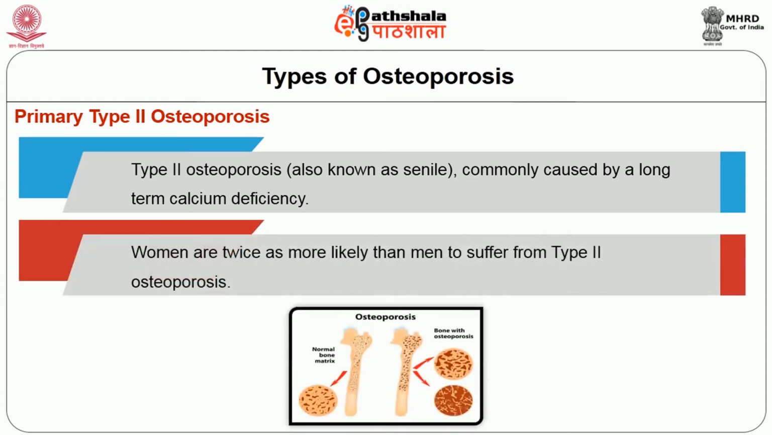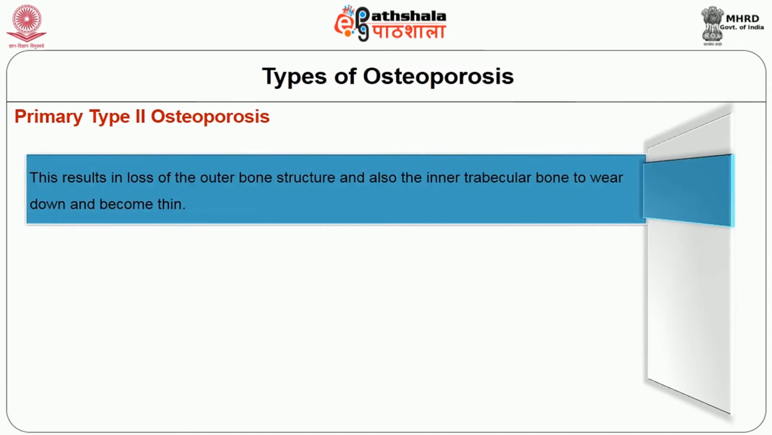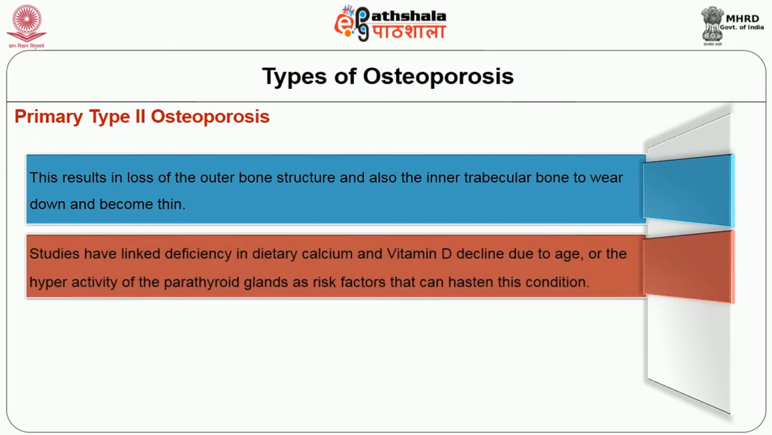The next type is primary type 2 osteoporosis. Type 2 osteoporosis, which is also known as senile, is commonly caused by a long-term calcium deficiency. Women are twice as likely as men to suffer from this type 2 osteoporosis. This results in loss of the outer bone structure and also causes the inner trabecular bone to wear down and become thin.